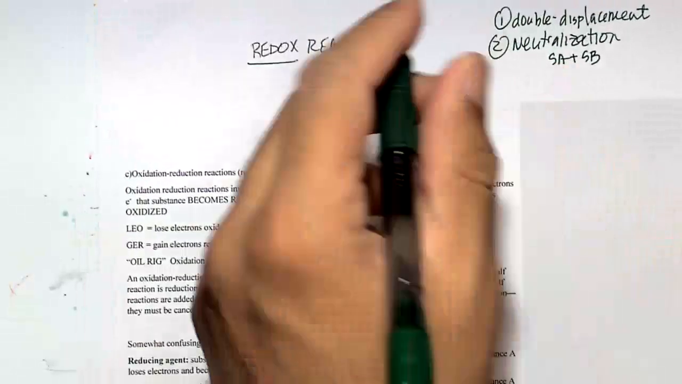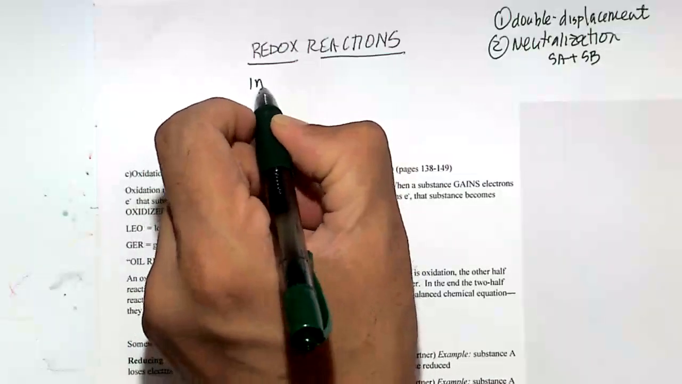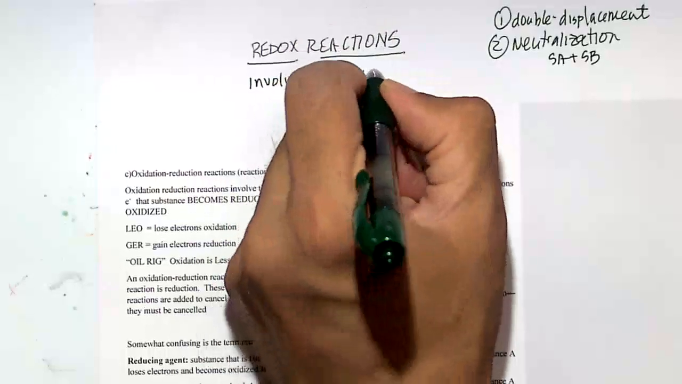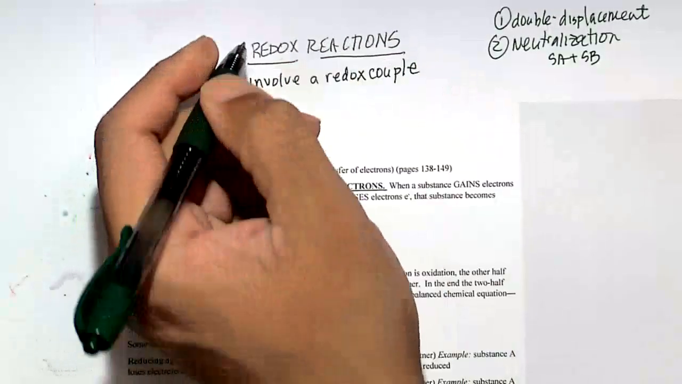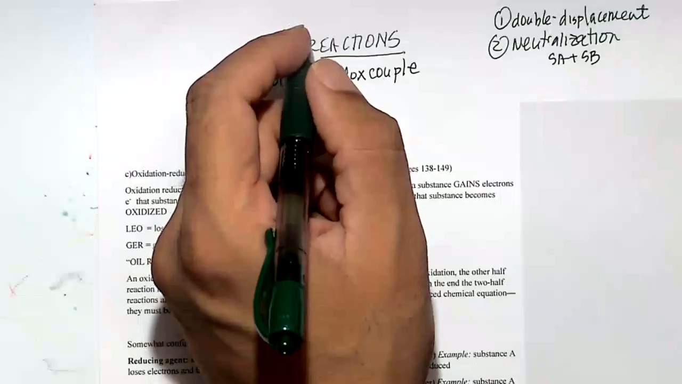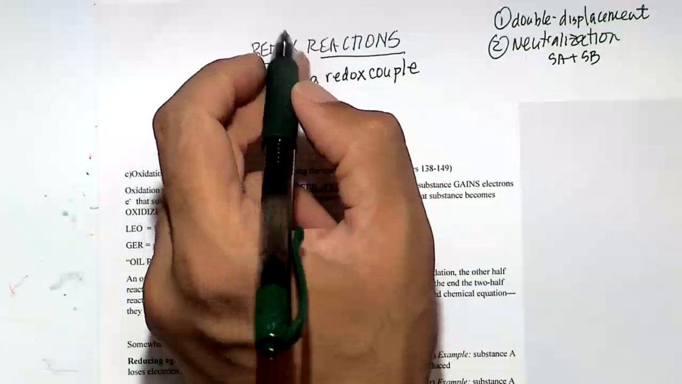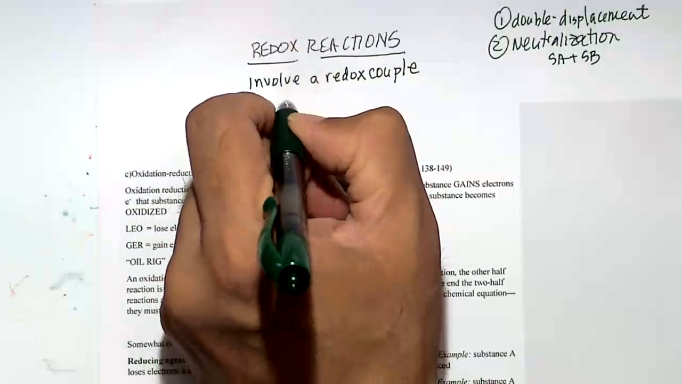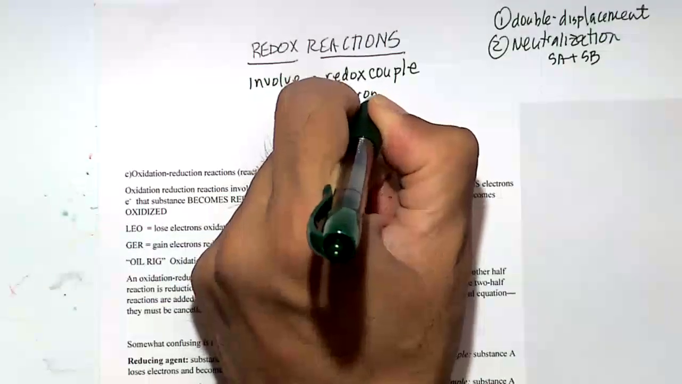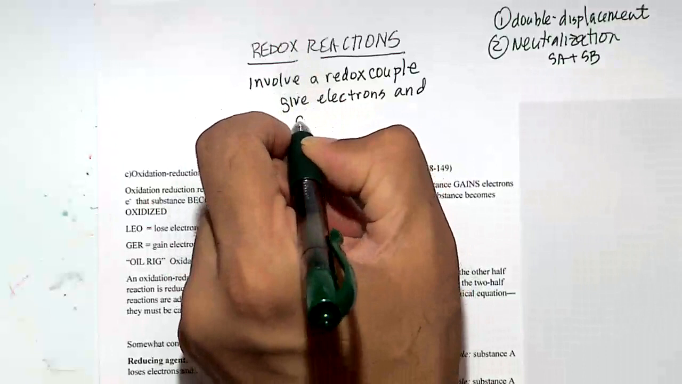Okay, so redox reactions involve literally the transfer of electrons. So redox reactions involve a redox couple, which means someone gives an electron, and then what does the partner do? It receives or takes the electrons. That is correct. Okay, so that's the couple. So you give electrons, and a partner takes those electrons.